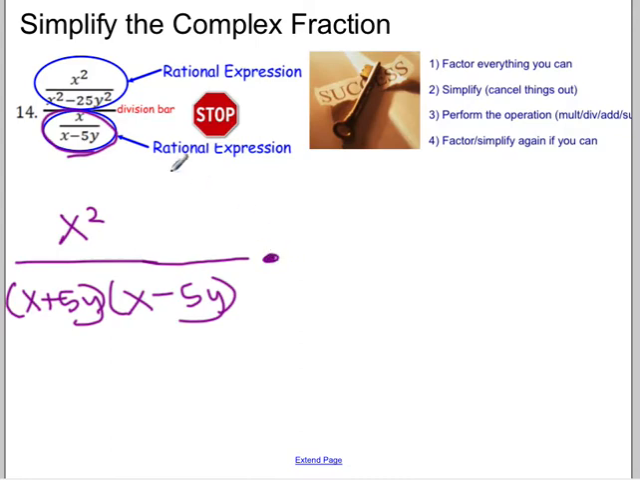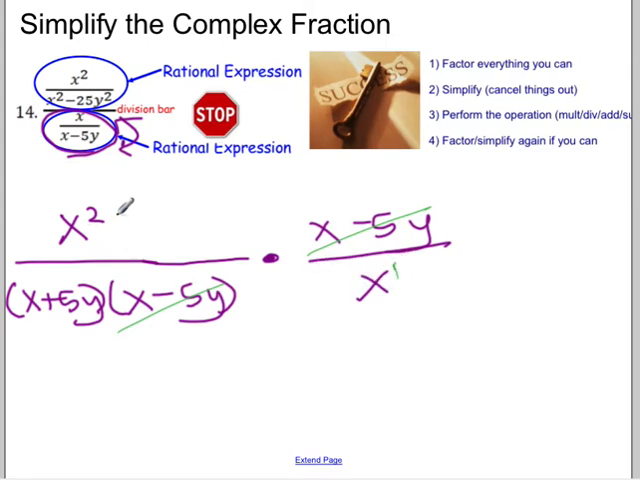Now we're going to go ahead and multiply by the reciprocal of this piece. So I do not have anything to factor out, so it'd be x minus 5 all over x. Now I need to simplify. Okay, x minus 5y and x minus 5y will cancel. X squared over x. So remember, this is really x to the first. Bring the smaller to the larger. So it's going to be 2 minus 1, which gives me 1. So I really have x over x plus 5y.